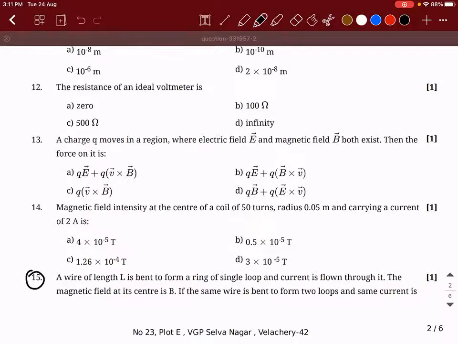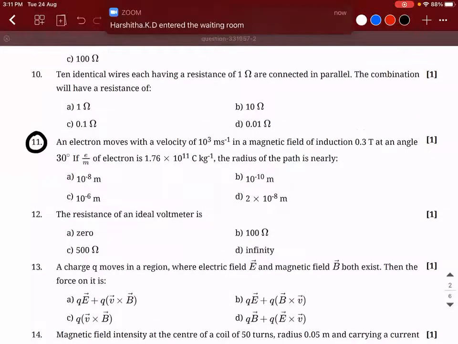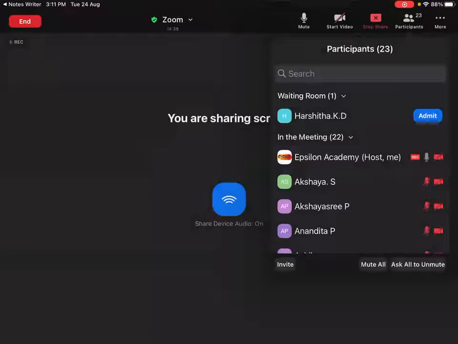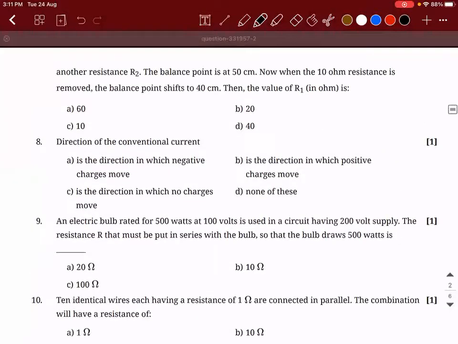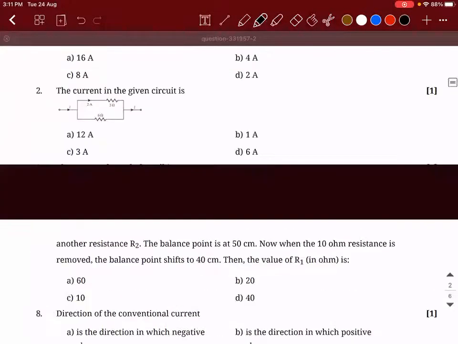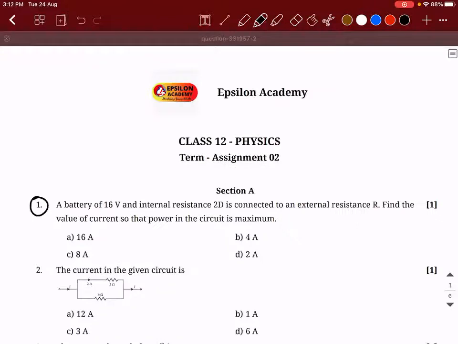Sir, the 9th one, I followed a method but I got a different answer. It's not there in the options. Okay, let's check what it is. We'll go in order then. First, just give me 2 minutes. I'm getting too many messages. Just give me a minute.